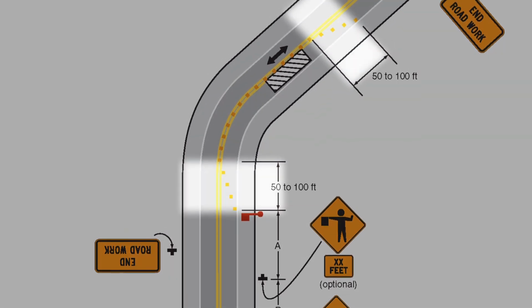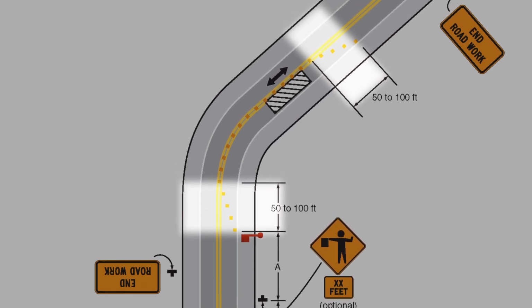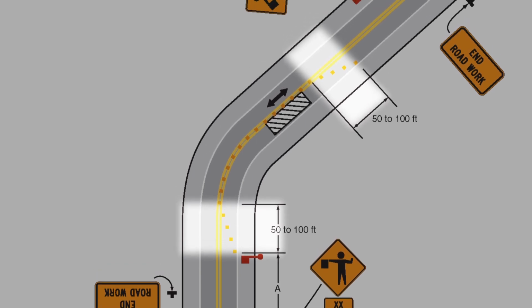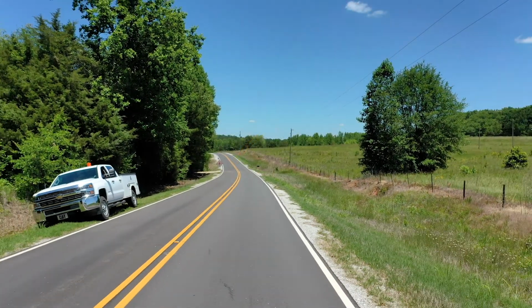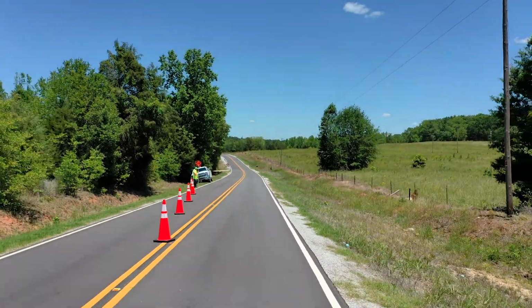The transition area is a section of highway where road users are redirected out of their normal path. The taper used in the transition area in this application is the 1-lane, 2-way traffic taper. It is 50 to 100 feet in length.